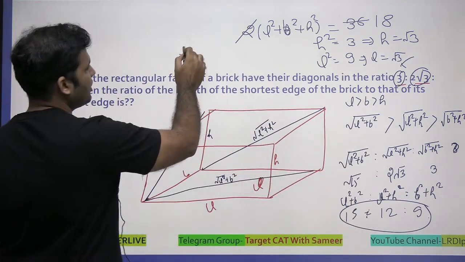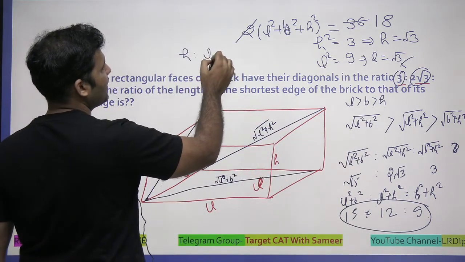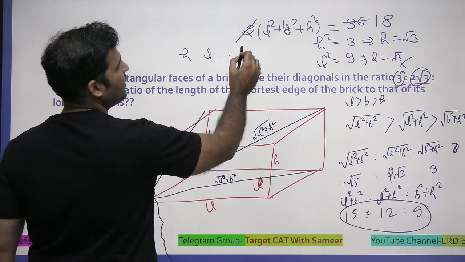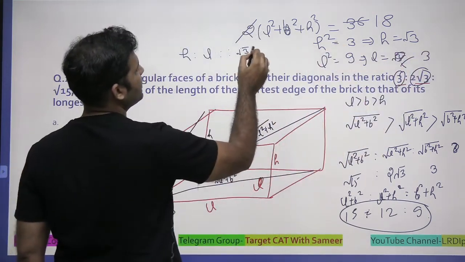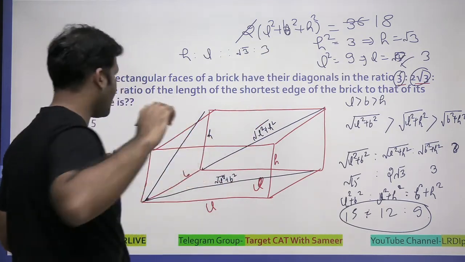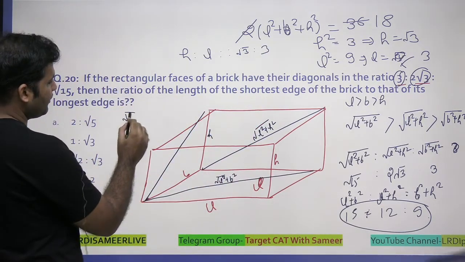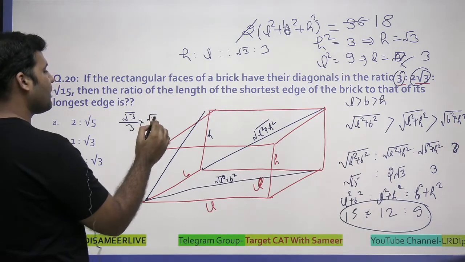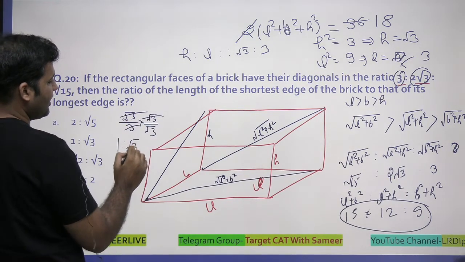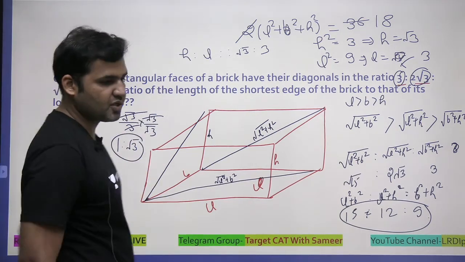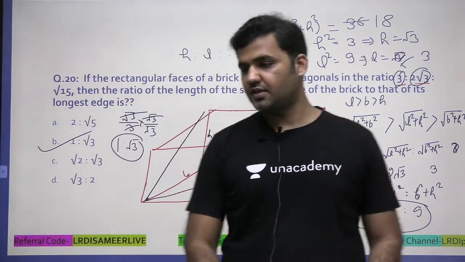So guys, H ratio L is what I'm supposed to find out, which would be root 3 ratio 3. Now root 3 ratio 3 is what? If I have to find out the ratio of root 3 and 3, just rationalize it. This gets cancelled. The final answer will be 1 ratio root 3, and that is option B. B is the correct answer of this question, guys.